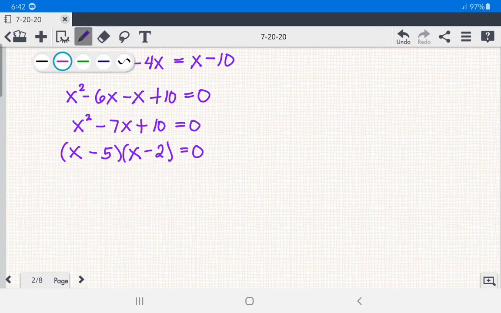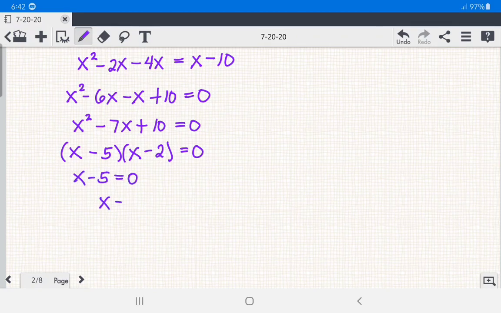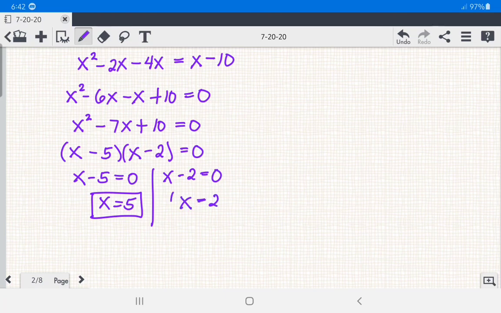Then, we have to equate each factor to 0. x minus 5 equals 0, x is equal to 5. Then, x minus 2 equals 0, x is equal to positive 2. Okay, so let's check.